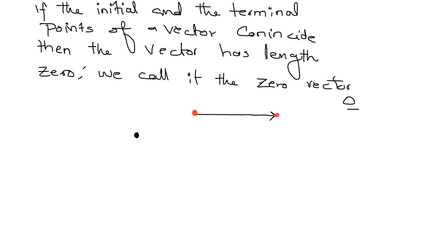When the initial and the terminal points are the same, you can say they are the zero vectors. Okay, so how can we add two vectors?